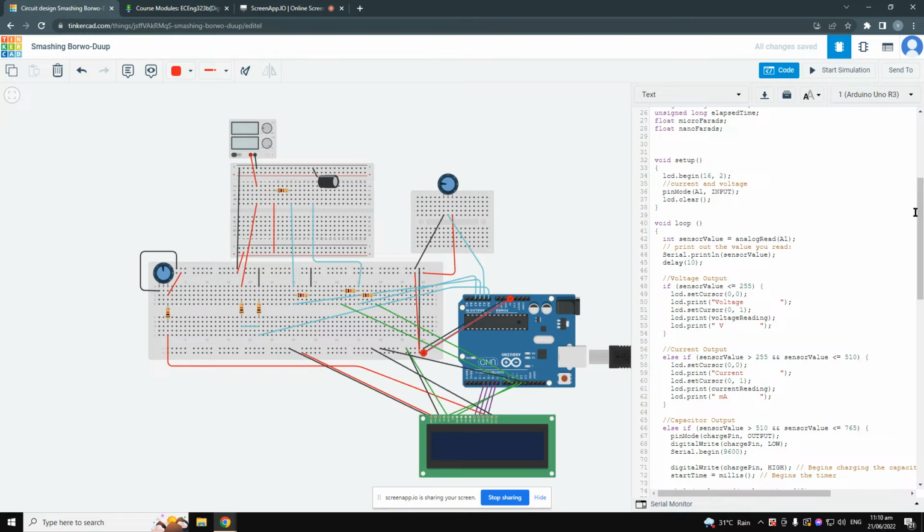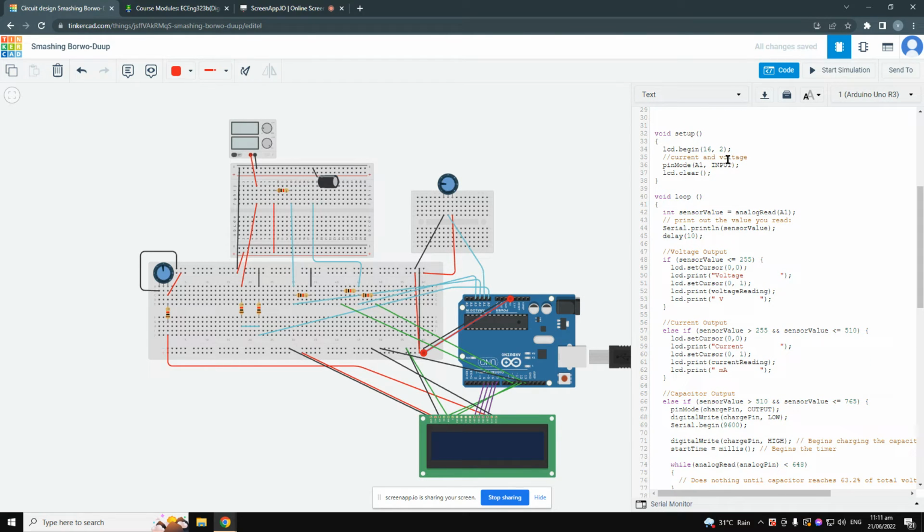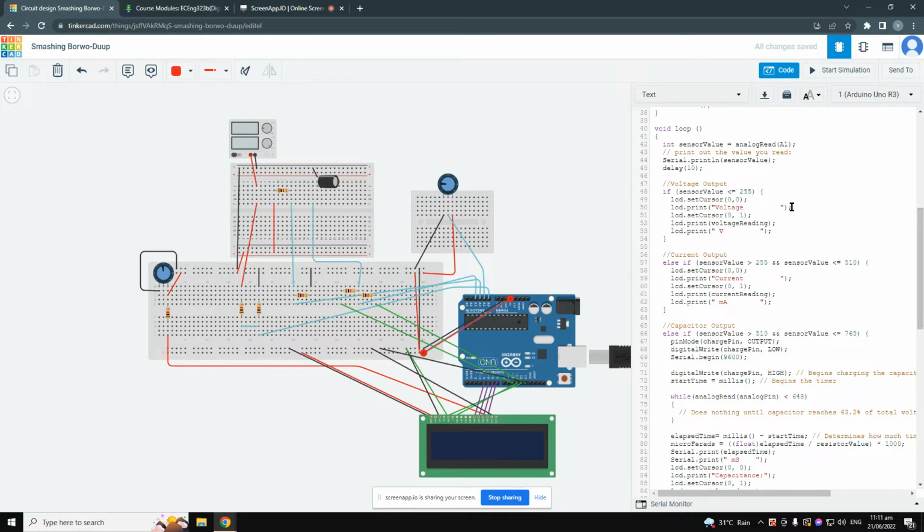So let's go to the void setup. lcd.begin 16, 2. pinMode A1 input, lcd.clear. Then let's go for the loop. Void loop, int sensorValue equals analogRead A1, Serial.println sensorValue, delay 10. Voltage input: if sensorValue is less than or equal to 255, then lcd.setCursor 0, 0, lcd.print voltage. lcd.setCursor 0, 1. lcd.print voltageReading, lcd.print V, current output.